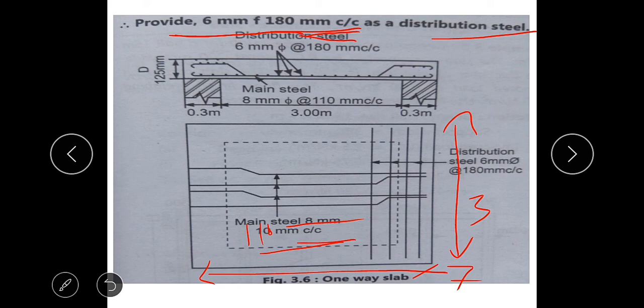Provide 6 mm bar at 180 mm spacing as distribution steel. Here we provided distribution steel, and main bar is 8 mm. The diameter of main bar is 8 mm and spacing is 110 mm, and width of the wall is 0.3, means 300 mm, and the depth of slab is 125, capital D, and small d is 100 mm. So here we designed a one way slab.